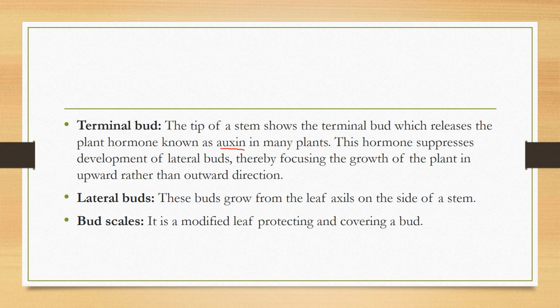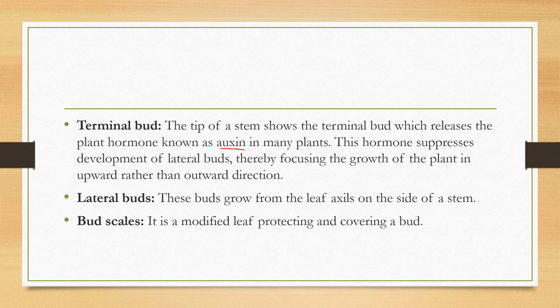In this stage, the plant wants to get elongation. So in this stage, the lateral buds will be stopped by the hormone auxin, which is released from the terminal bud or apical bud of the plant or some plants. So the lateral bud will be dormant.